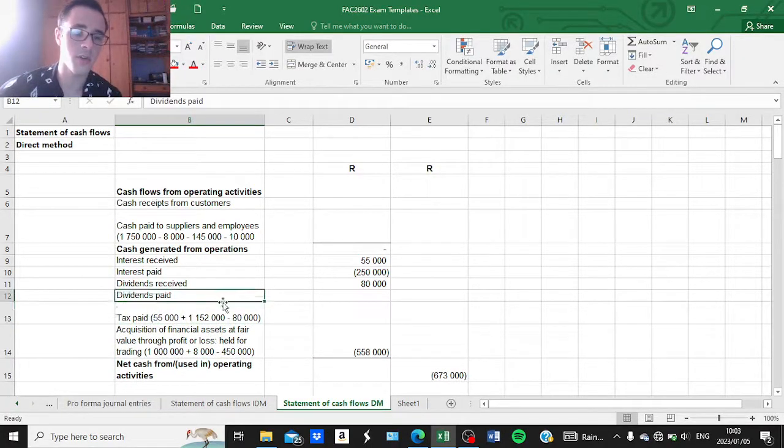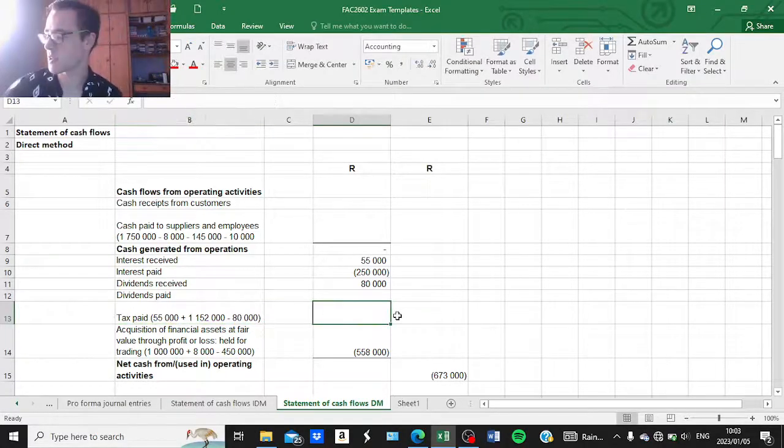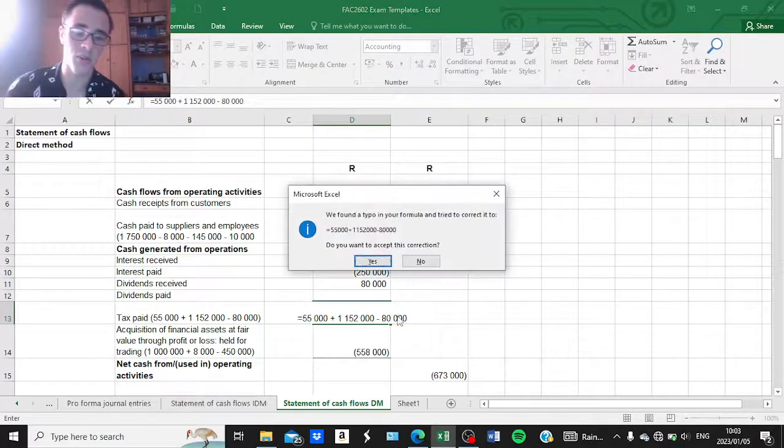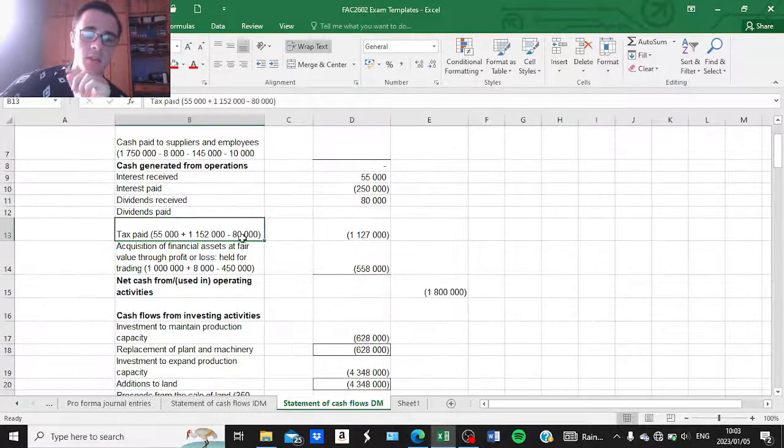All right, so this will give you the value of tax paid. Just another point that I want to emphasize, as with any other question in FAC2602, it's very important for you to show all your calculations, in order to avoid losing marks unnecessarily.